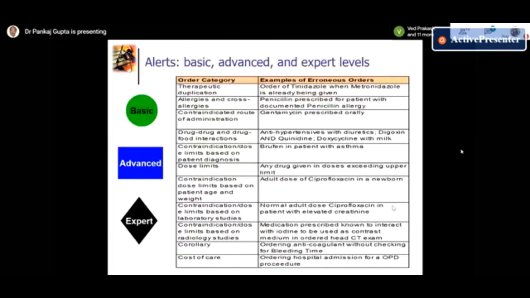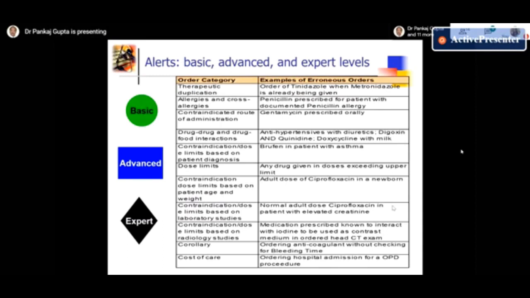So here are a list of the rules that those CPOE make sure are in place. These are 14 categories of rules. So therapeutic duplication, allergies, contraindicated route of administration, for example gentamicin, that's only to be given as injectables, and if somebody gives it orally, the patient will die.